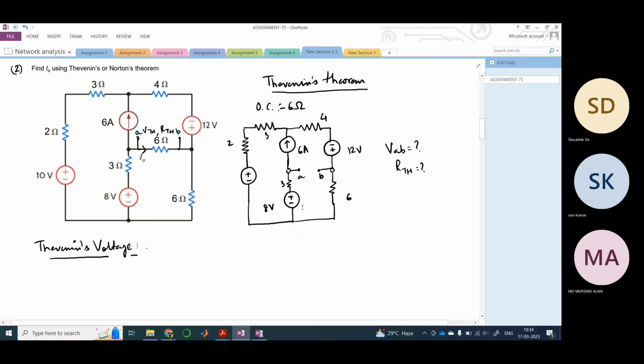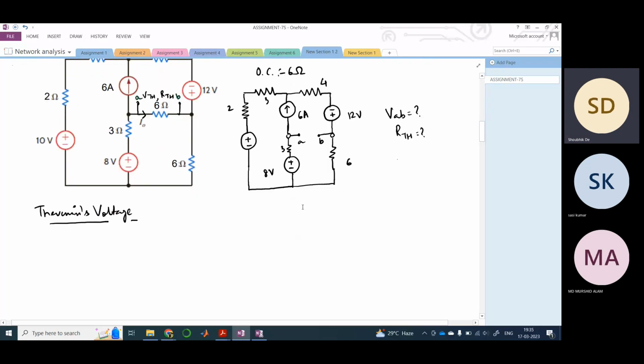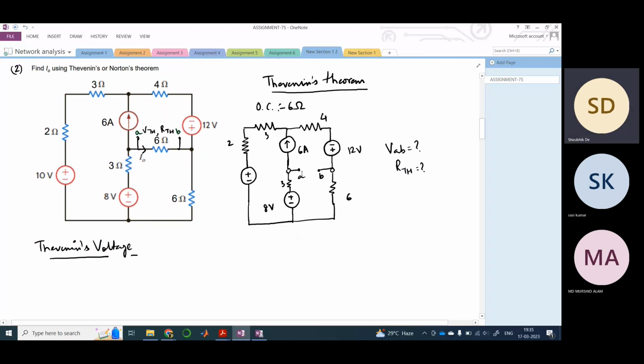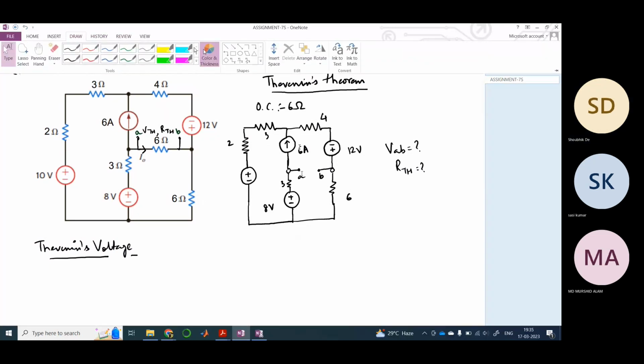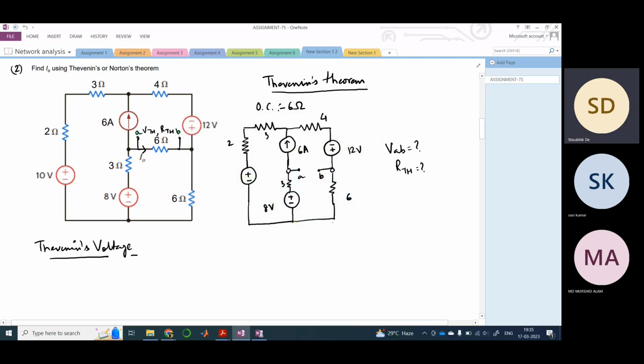See here, we will again just redraw the circuit, or we will do it here only. So let's say we will use nodal analysis here. In this simple circuit, we'll use nodal analysis. Let me just use a different color here. So let's say we ground this, I mean, we consider this as a reference terminal.